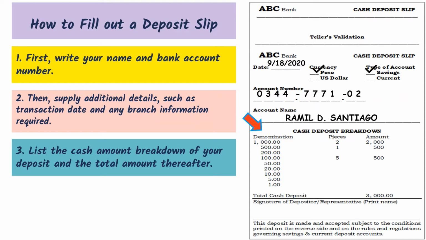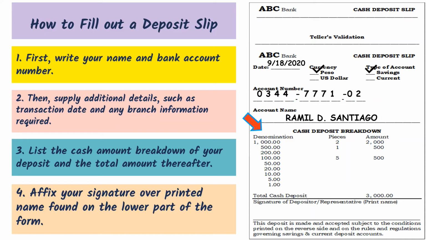Denomination is the face value of your money. You write how many pieces you are going to deposit and the amount and the total cash deposit thereafter. Finally, affix your signature over printed name found on the lower part of the form.